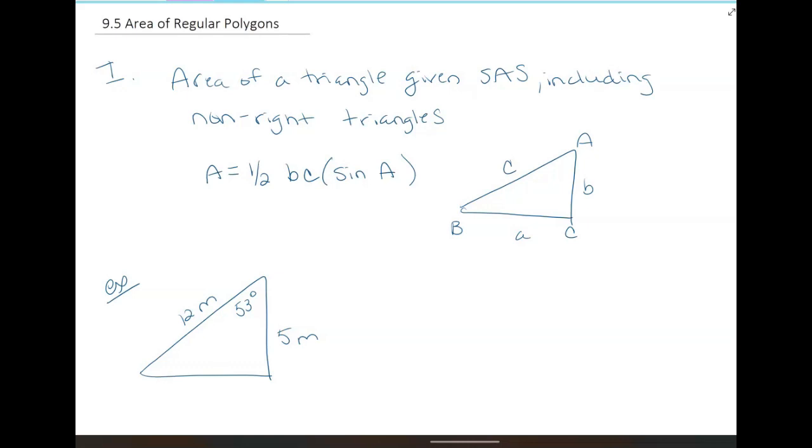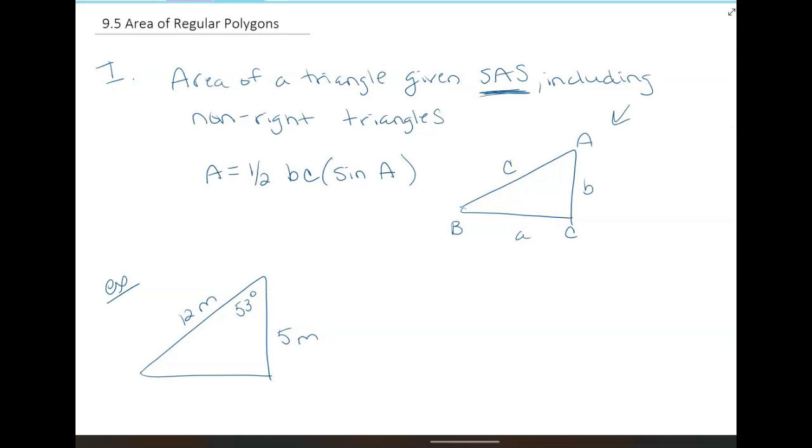The first thing we're going to talk about is finding the area of a triangle that's not a right triangle, but given the conditions known as SAS. You'll remember that from Chapter 4, where we studied side, angle, side. And so here is a diagram for you.